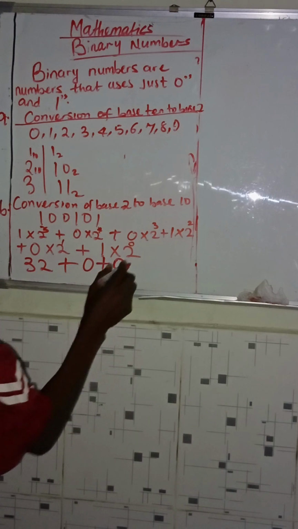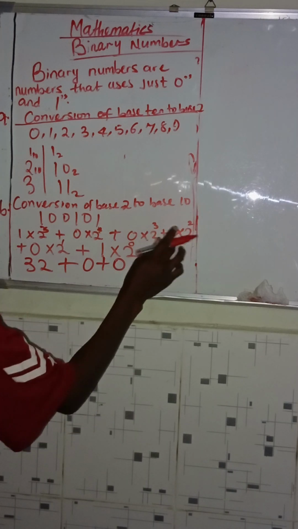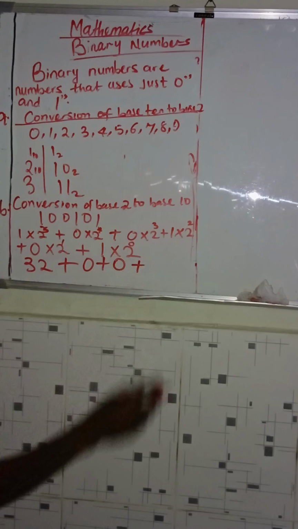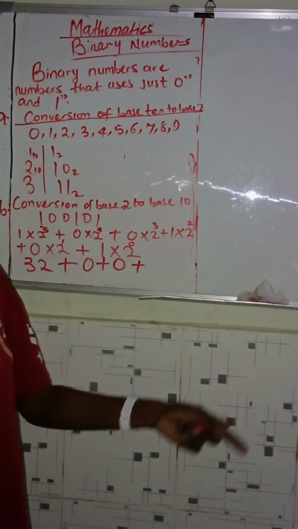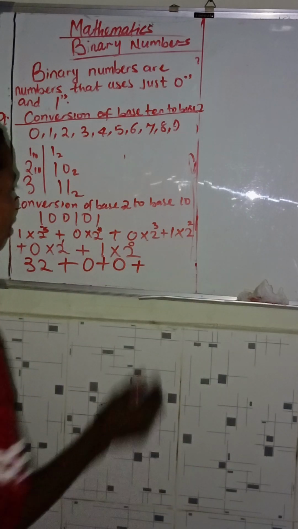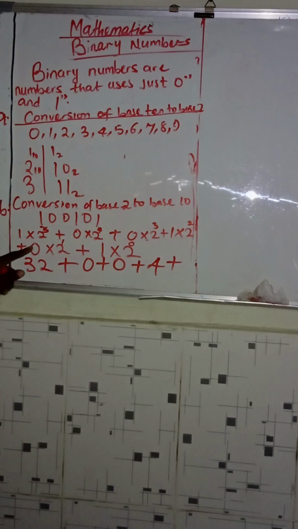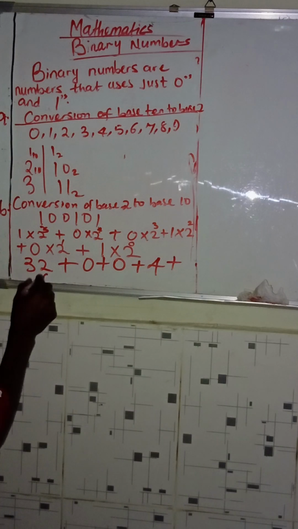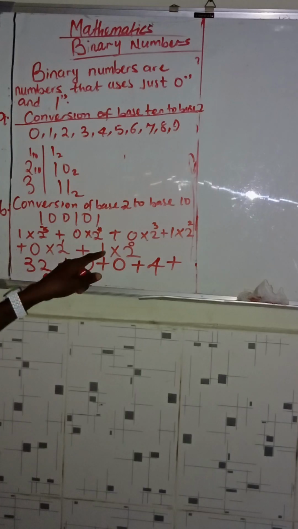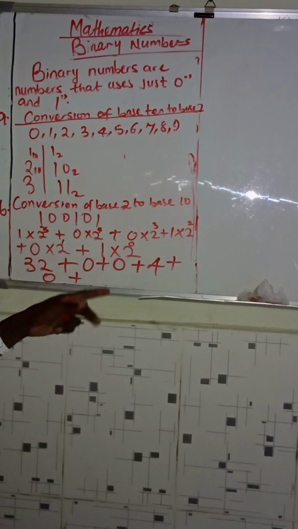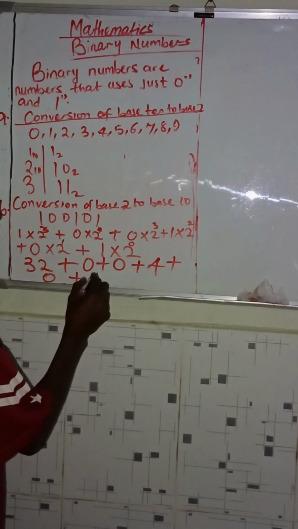Don't stress yourself. And then the next one has a 1. It's not a 0, so you calculate it. So 2 raised to the power of 2 is what? 4. Plus, and then there's a 0 here. Do not stress yourself. Just put a 0 there. Plus, now 1 is here, of course. 2 raised to the power of 0 is 1.